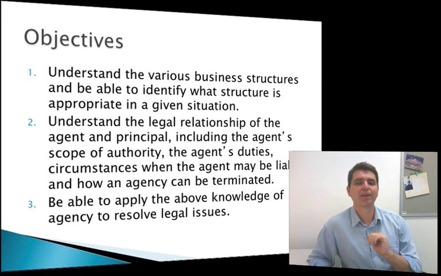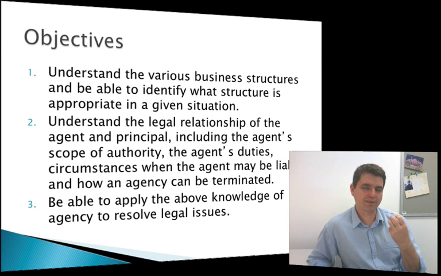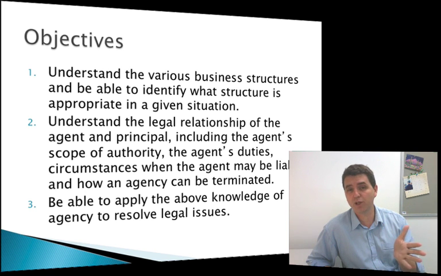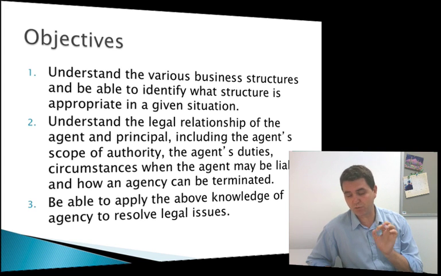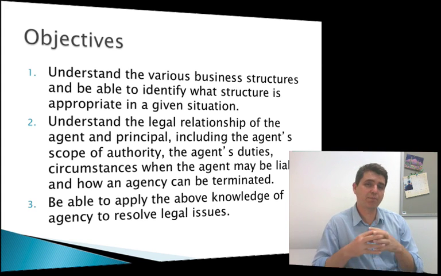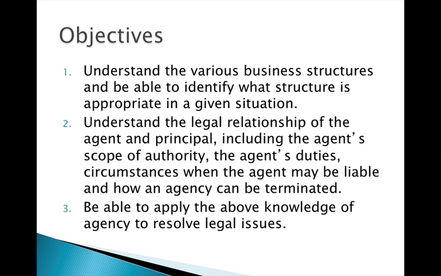By the end of this, hopefully you'll have an understanding of the various kinds of business structures, their advantages and disadvantages, and when you might actually choose one kind of business structure over the other. As part of that, you need to understand the legal relationships between the various parties, and in particular the legal relationship between an agent and a principal. It's a very important part of what we're going to deal with. That includes things like what an agent can and can't do, their duties, and when an agent can be liable.